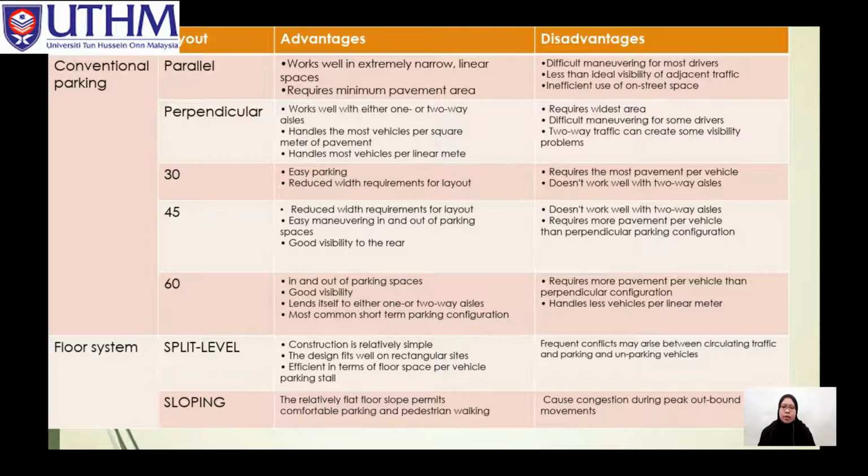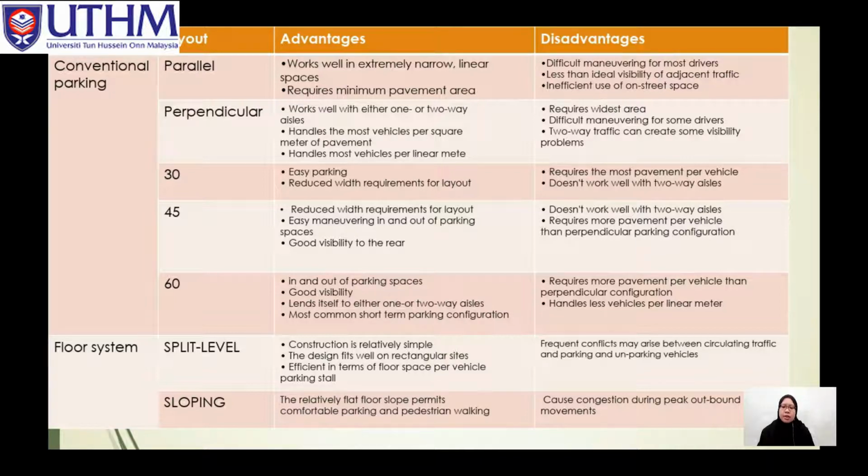For layout 45°, the pros for it is reduced width requirements for layout, easy maneuvering in and out of parking spaces, and good visibility to the rear. While the cons is doesn't work well with two-way path, it requires more pavement per vehicle than perpendicular parking configuration. While for 60° layout, the pros is easy in and out of parking spaces, good visibility, lends itself to either one or two paths, most common short-term parking configuration. While for the cons is requires more pavement per vehicle than perpendicular configuration, and it also handles less vehicle per linear meter. For the floor system, it has two, split level and sloping.